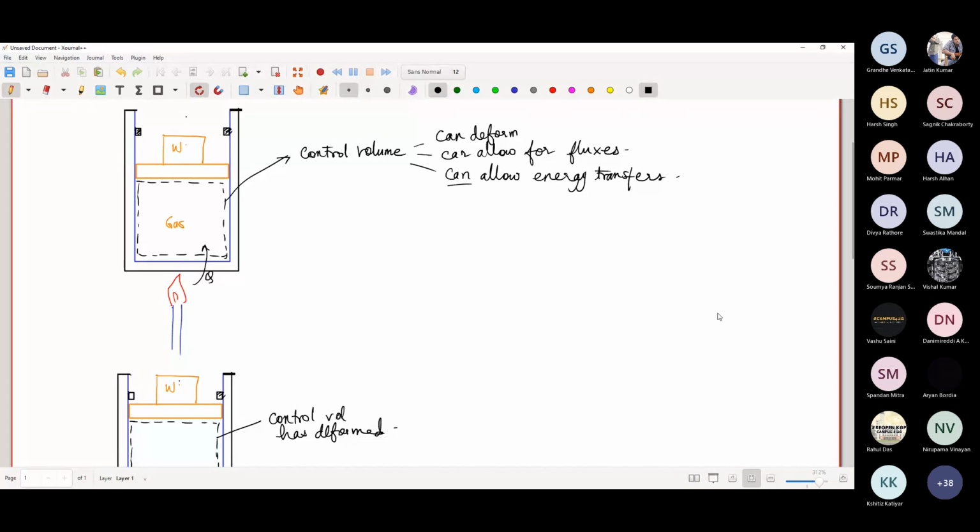All right. Now let us look at an example where the control volume does allow for fluxes. A very simple example could be an air compressor. So an air compressor, let me just grab an image from the internet.